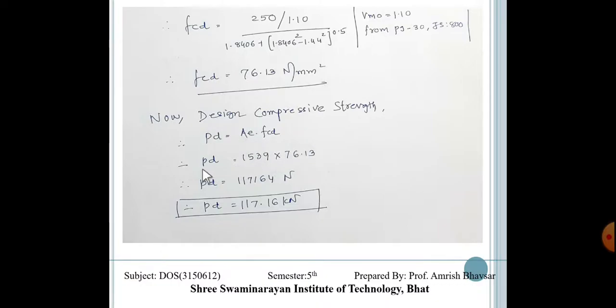That's why PD is equal to, what we have, AE is equal to 1539 multiplied with 76.13. So we will get 117,164 Newton. But whenever we are going to calculate the capacity, that must be in kilonewton. So we have to convert this into kilonewton. That's why PD is equal to 117.16 kilonewton.